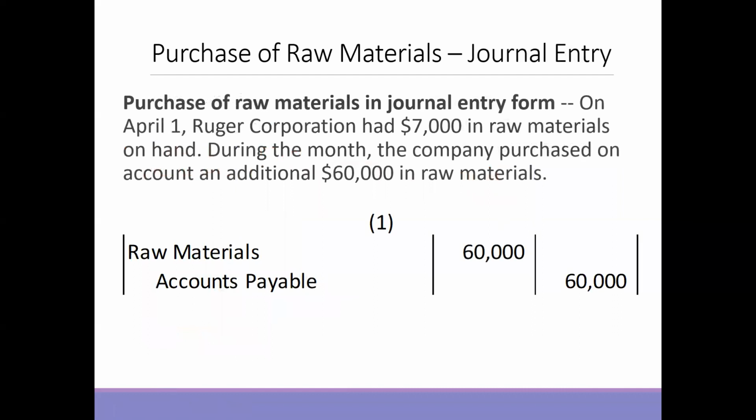Purchase of raw materials. On April 1st, Ruger Corporation had $7,000 in raw materials on hand. During the month, the company purchased on account an additional $60,000 of raw materials. We would debit our inventory asset raw materials and credit our accounts payable. Okay? If you have questions, you stop me.